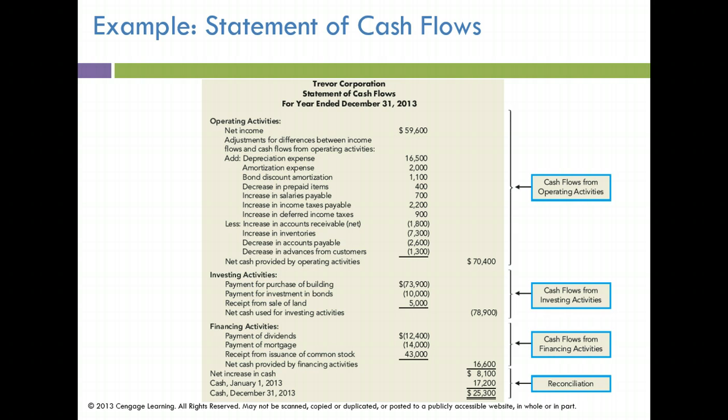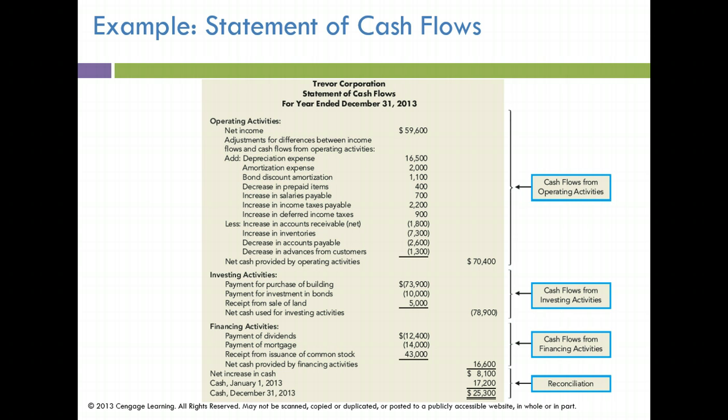Next, payment on a receipt from issuance of common stock. When we sell common stock, what does it affect? The equity section. Has nothing to do with income, does it? And so when we sell common stock, we're getting cash in. So that's why we need to show that aspect.